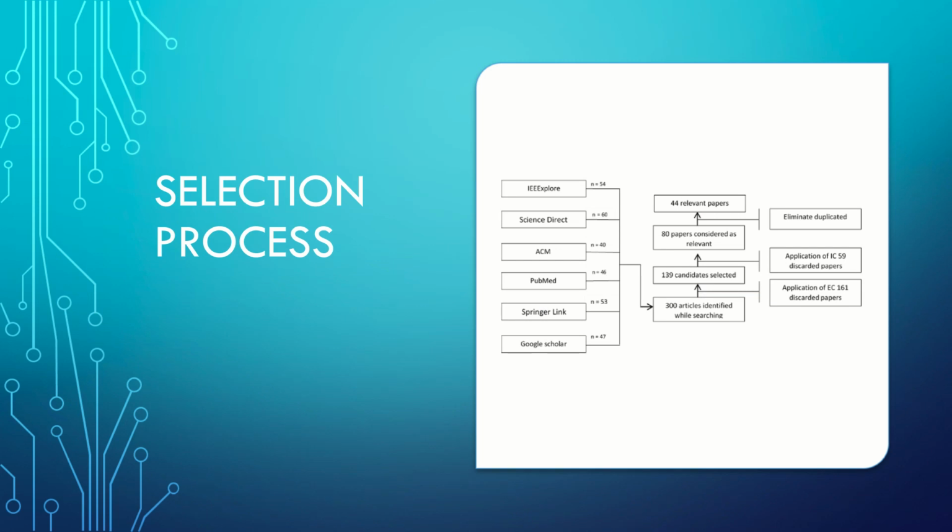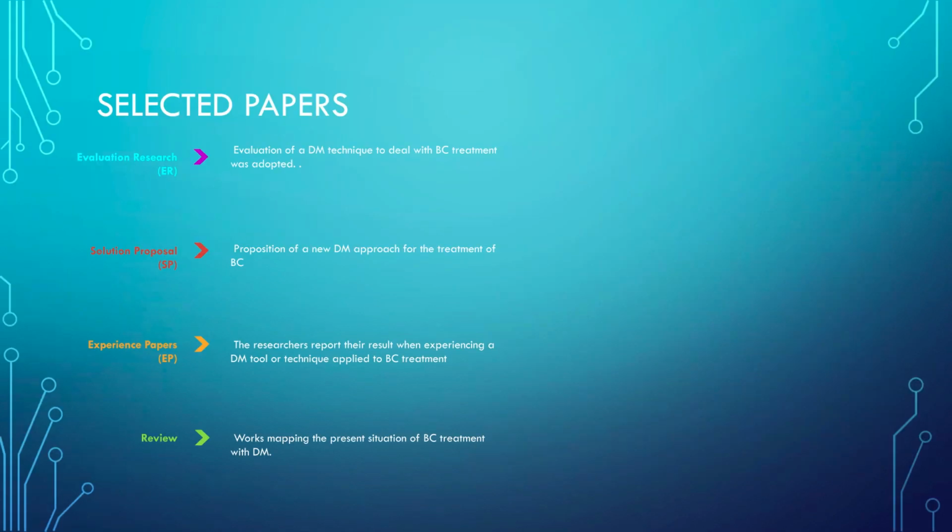So, a data extraction strategy was established by filling a form through which the most relevant information was selected to answer the research questions. The selected papers can be classified into the following types according to the topic they introduced: evaluation research, solution proposal, experience paper, and reviews.